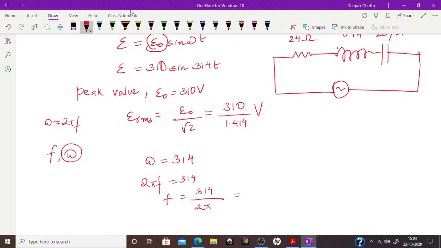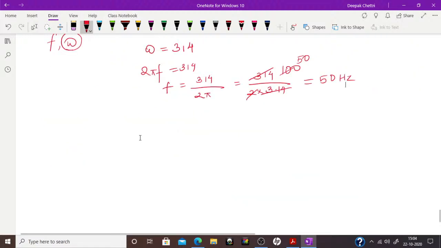So 314 divided by 2 pi. What is the value of pi? 3.14, right? So if you cancel 3.14 with 314, you'll get 100 here. So the answer will be 50 hertz. This is the frequency. Now next they are asking reactance.